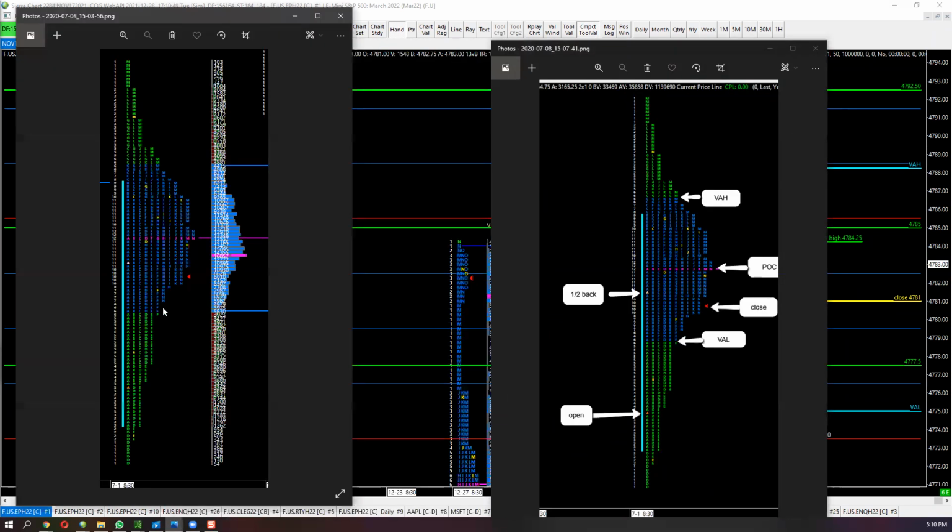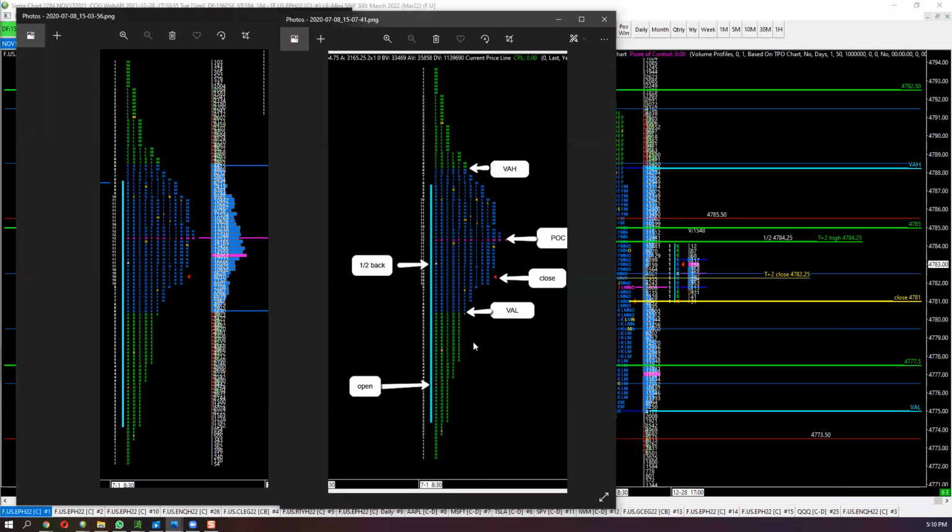So this is a market profile with a volume profile next to it. This is the market profile by itself. This is just the structure.